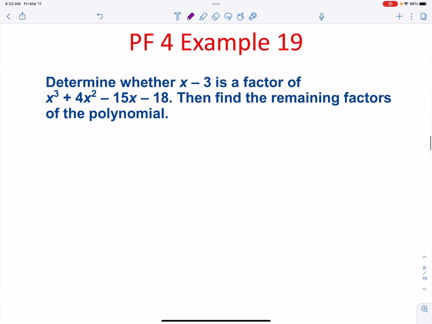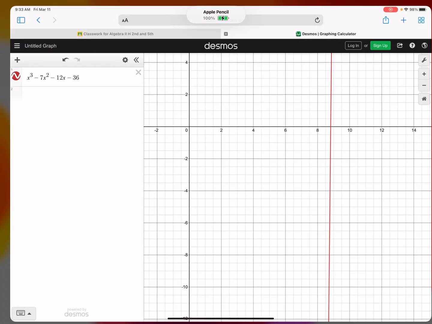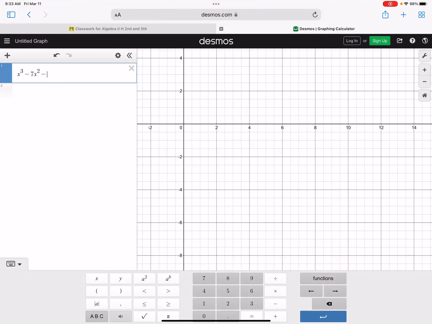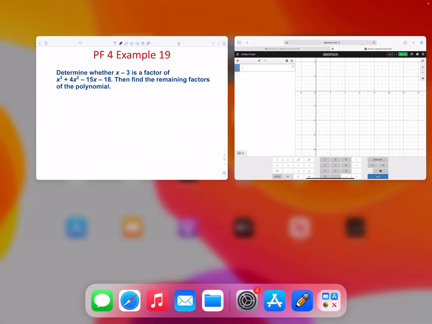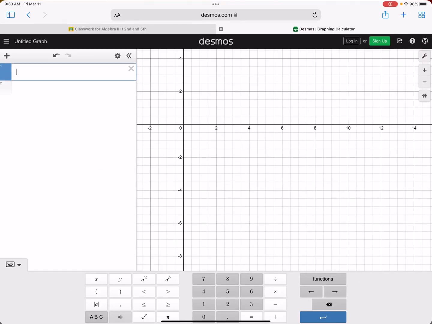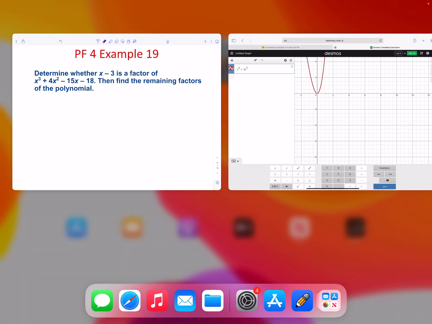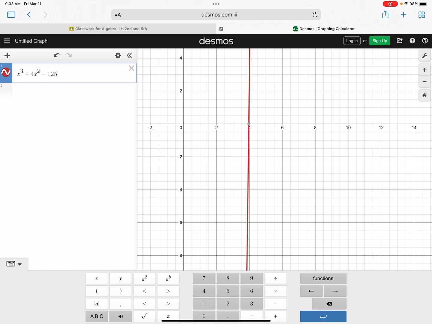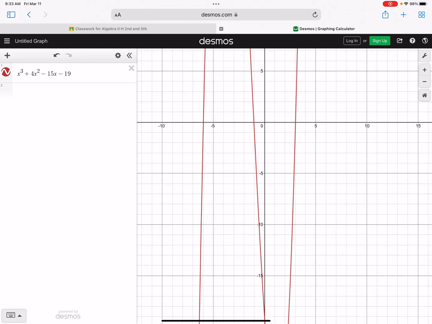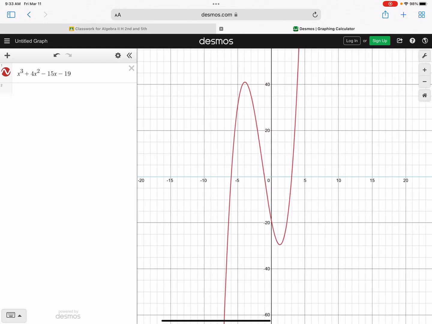All right, so this is what your assignment tonight is going to be. We're going to learn how to do this mathematically without doing all of it at once, so we're going to do this in steps. If you look at this example, I'm just going to put the x cubed plus 4x squared minus 15x minus 18. Okay, if I look at this, this is a degree 3.